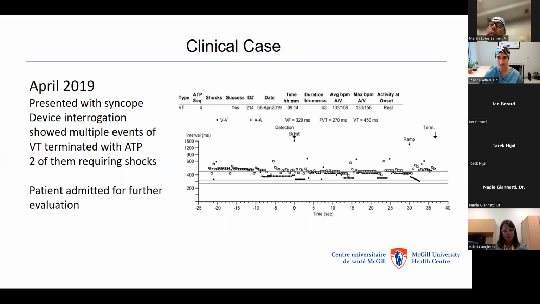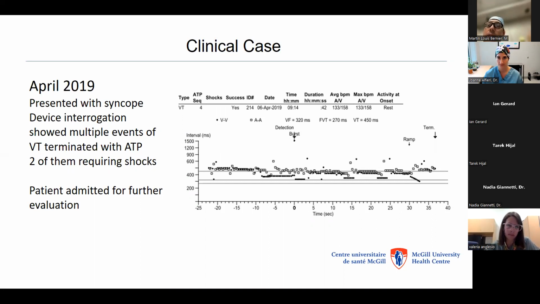And this is on the right side, taken from the interrogation of the device. We can see the little squares that accelerate and then go into what we call the VT zone, and then that were treated with the little rows of dots at the bottom, which are therapies. So it's actually the dark dots accelerate faster, so the ventricle starts going faster than the atrium. This is what the dot plot tells us, and it's really classic for a VT event.